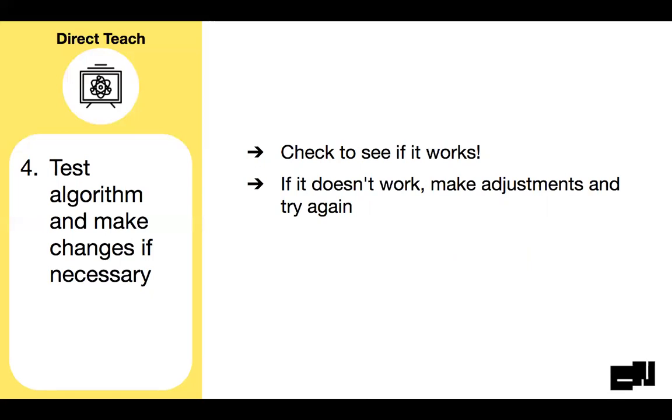We go through these 4 steps. We come up with the problem. We get the ingredients that we need to solve the problem. We decide what steps we're going to need to take. And finally, we test it out and adjust if we need to adjust. That's algorithmic thinking in a nutshell, those 4 steps.